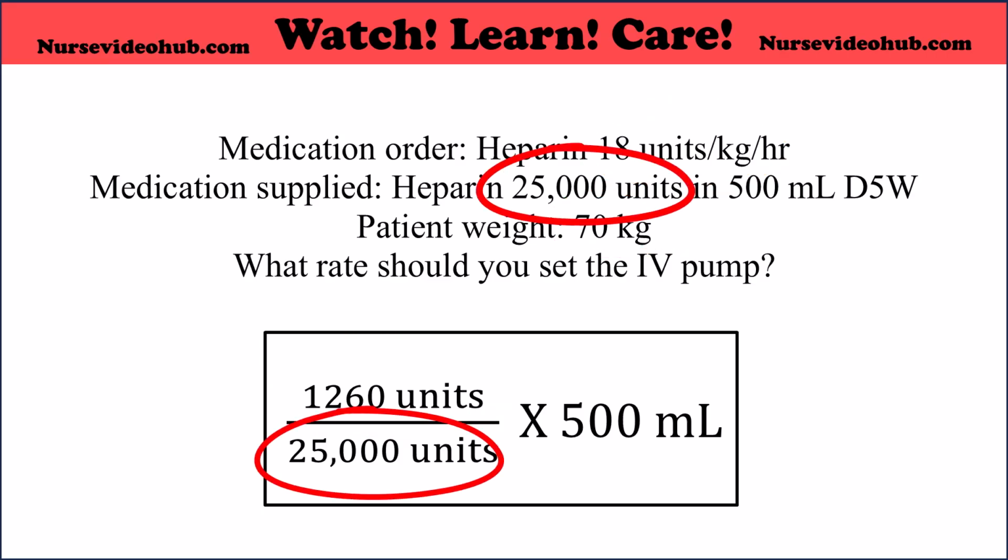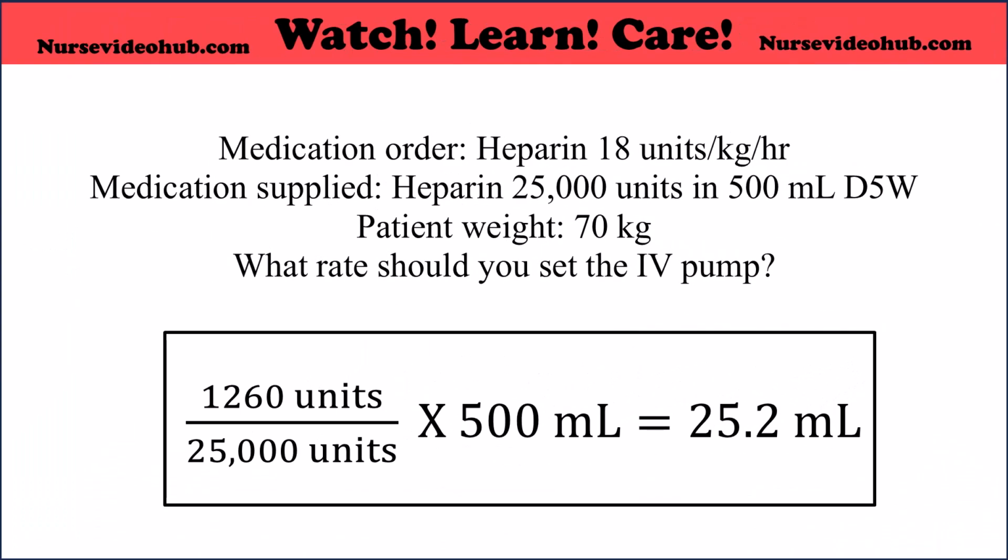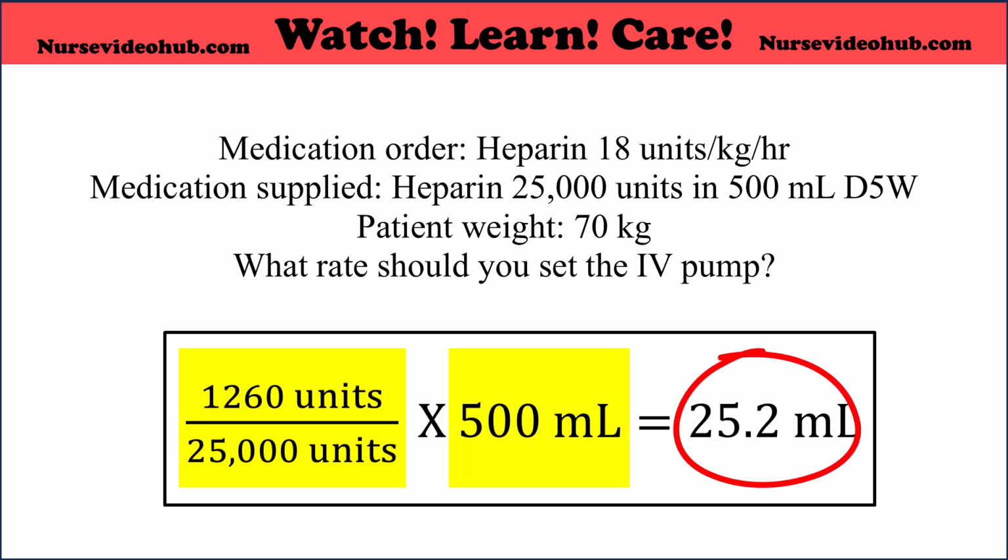The dose you have available is 25,000 units. Place that in the formula. Solve for the amount of milliliters to be delivered per hour by solving the equation. 1,260 divided by 25,000 is 0.054. Multiply that by 500. The heparin supplied should be administered at 25.2 milliliters on the IV pump.